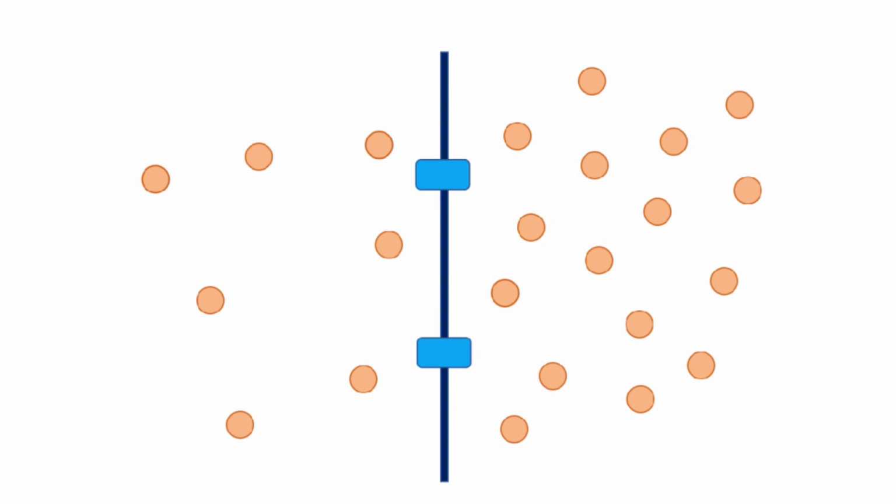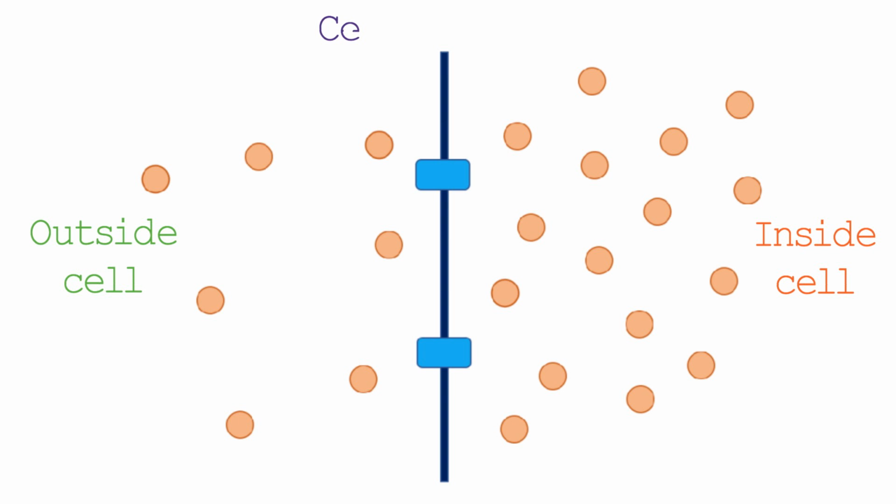We have the outside and the inside of a cell. The inside of the cell is on the right hand side and the outside of the cell is on the left hand side. We also have particles, which are the little orange balls. There is a greater concentration of these particles inside the cell compared to outside the cell. The cell membrane forms a boundary between the inside of the cell and the outside of the cell.